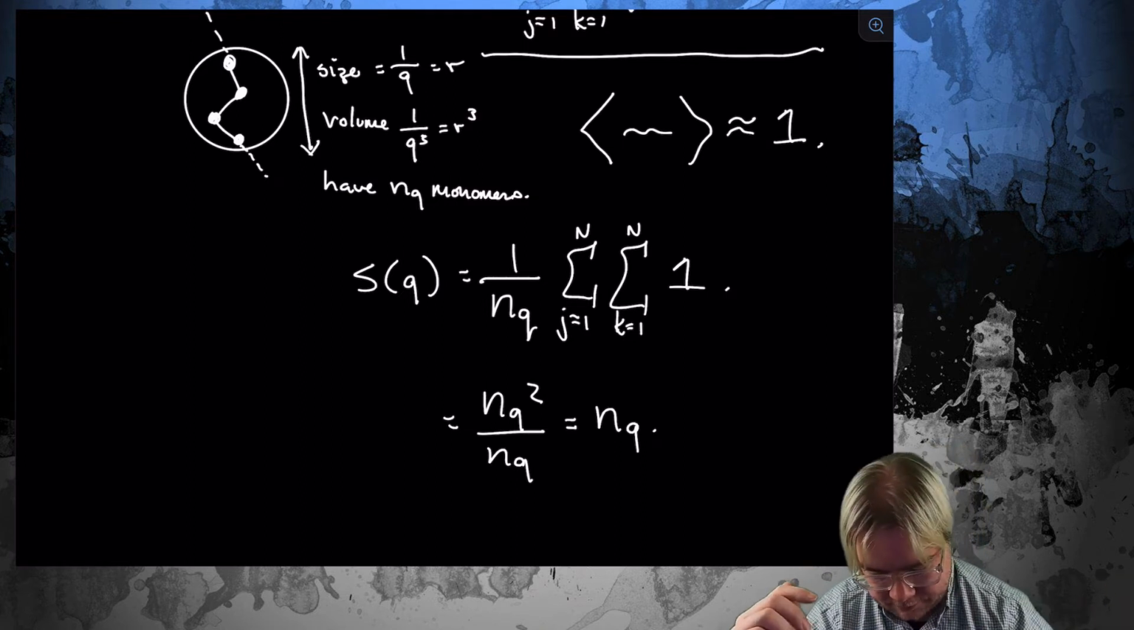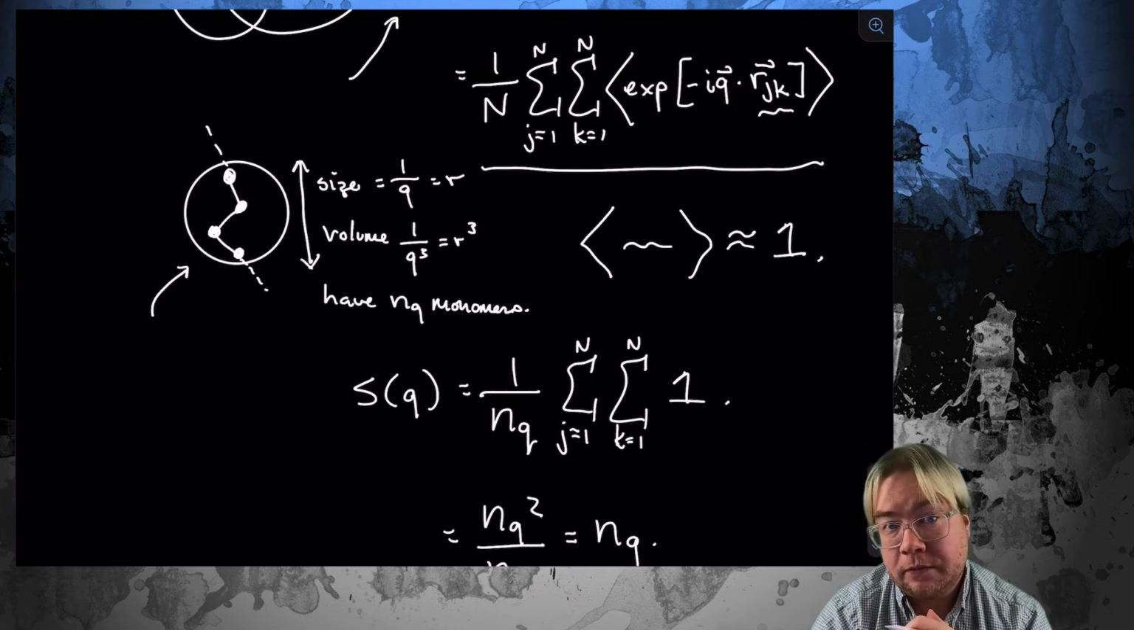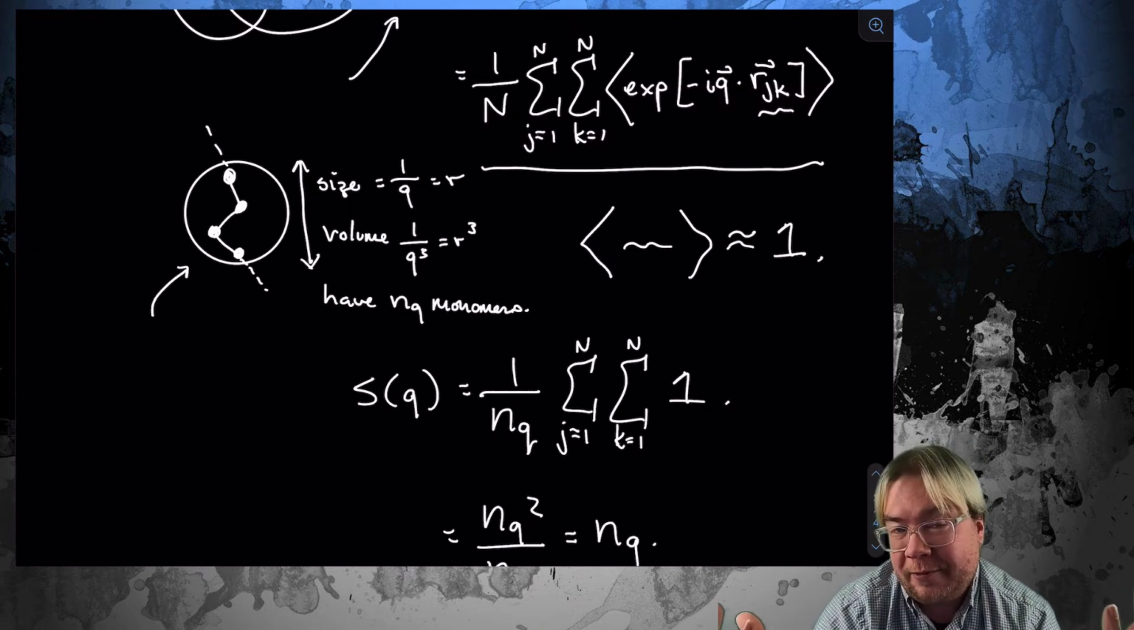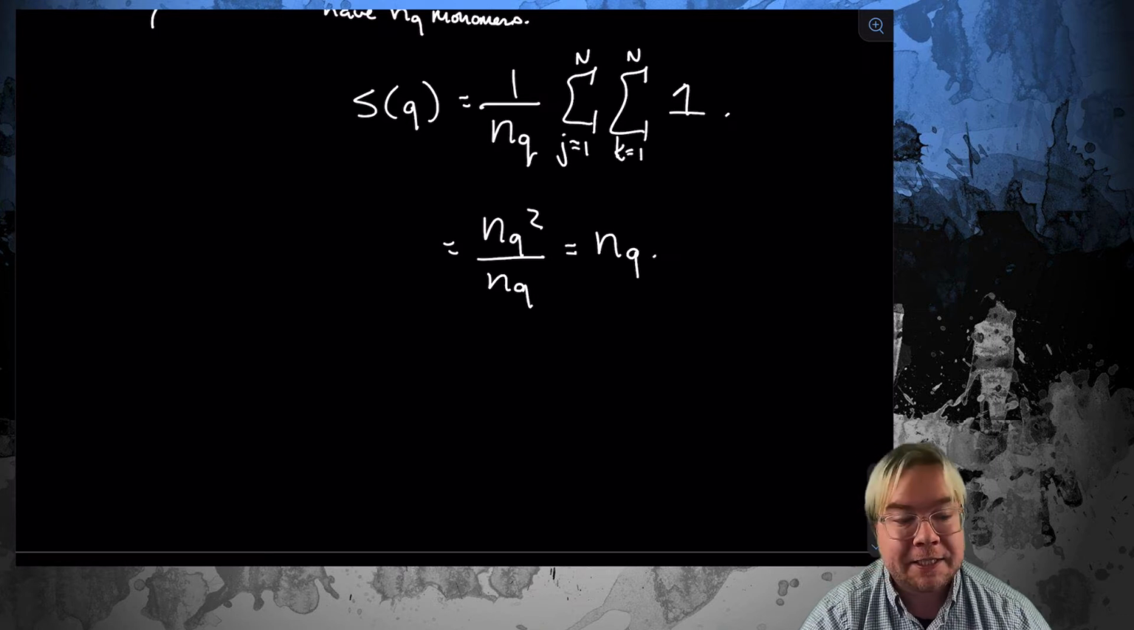You're like, so what? That is what I said there. But what I can do is figure out how many monomers I'm going to expect in that region. I can do that using the chain statistics that we've already seen.